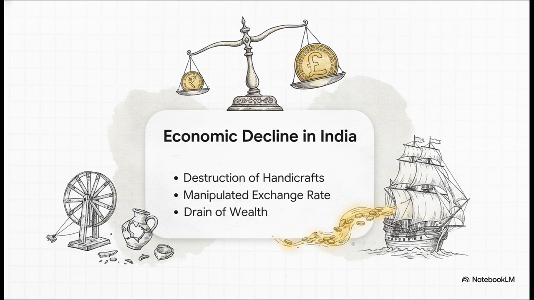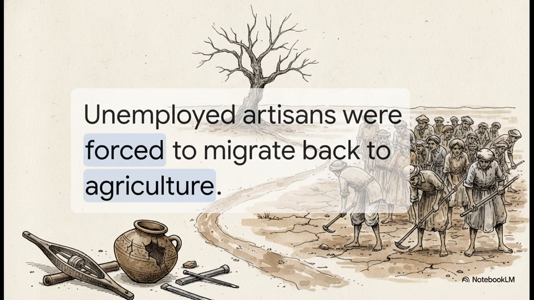Raw materials were continuously transferred to England. A free tariff policy was implemented for British goods entering India. And even more devastating, the rupee and pound exchange rate was deliberately manipulated to promote British exports into India while heavily discouraging Indian exports going out. The source notes introduce a really profound academic concept here, the development of underdevelopment.